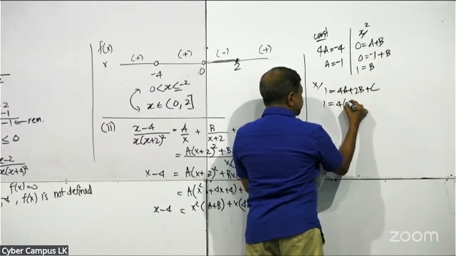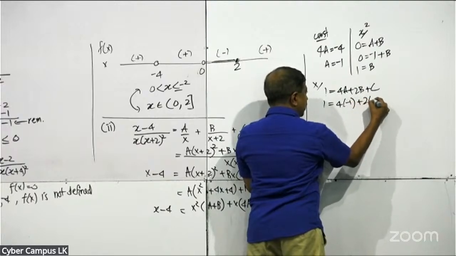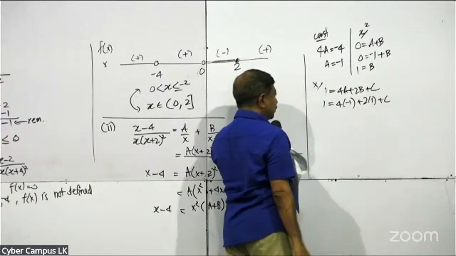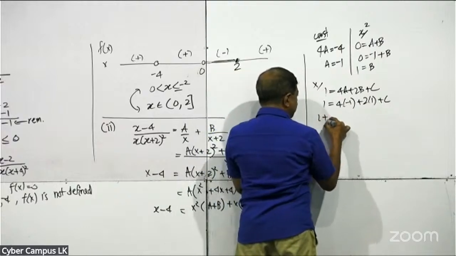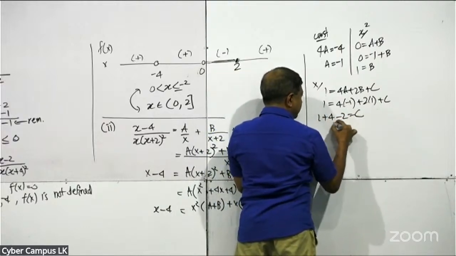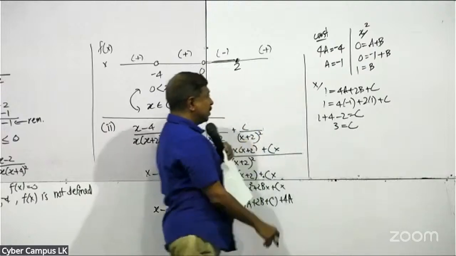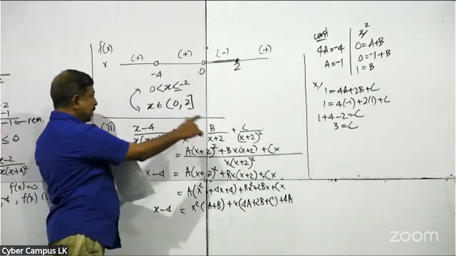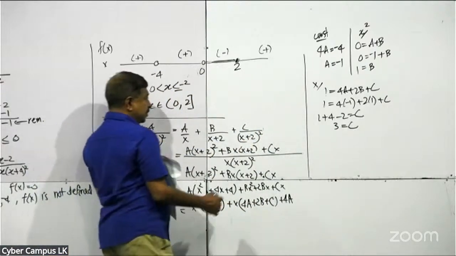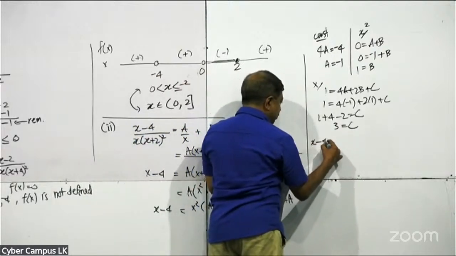A is minus 1. B is 1 plus c. So if you bring this down, 1 plus 4 minus 2 is c. C is 3. Now plug in those values here for a, b, and c and obtain the partial fraction expansion of this guy.